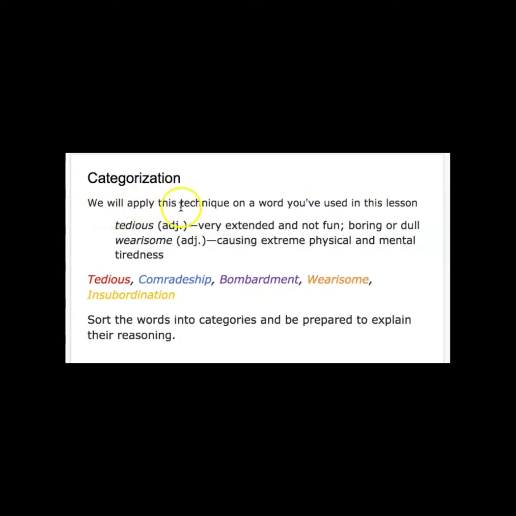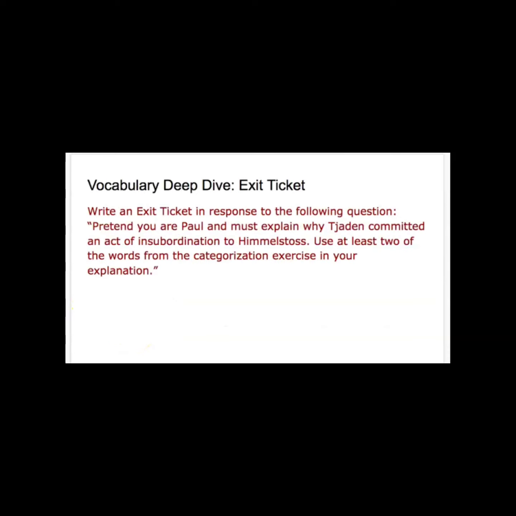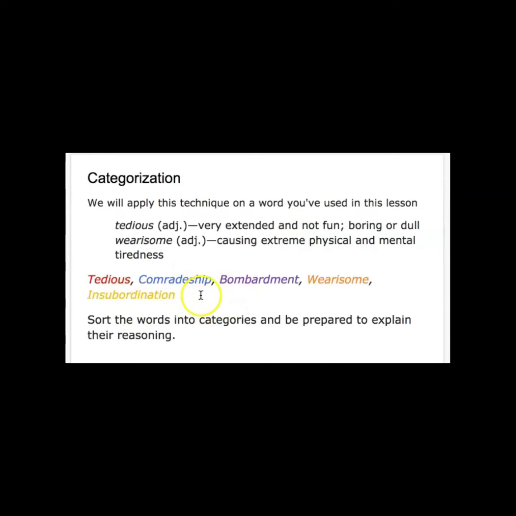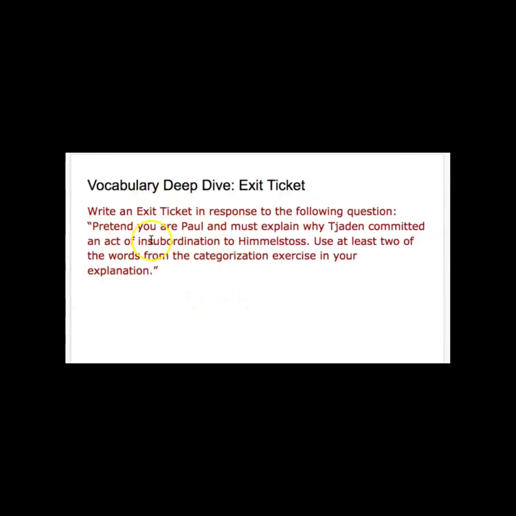Categorization is a technique we will apply to words you've used in the lesson, like tedious and wearisome. We also have comradeship, bombardment, and insubordination. Sort these words into categories and be prepared to explain why you separated them. To end, I want you to write an exit ticket in response to the following question. Pretend you are Paul and must explain why Yaden committed an act of insubordination to Himmelstoss. Use at least 2 of the words from the categorization exercise in your explanation.